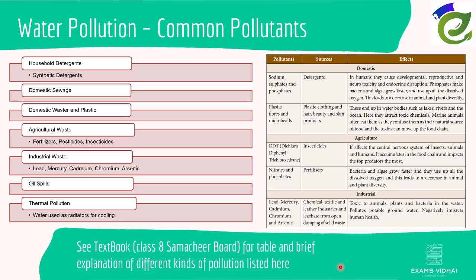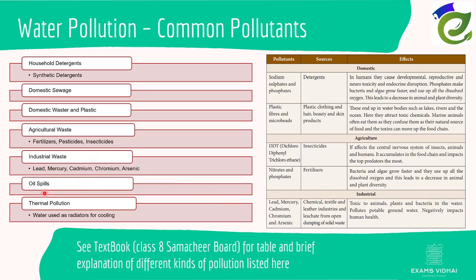So here are the common pollutants of water pollution. You can see this tabular column in the 8th standard textbook of Samacheer under the chapter Water. To give a gist about it, you have household detergents, the synthetic detergents that we are using, general domestic sewage and plastic waste, and agricultural wastes like fertilizers, pesticides and insecticides, which are pure chemicals used to fend off insects and weeds. You have industrial waste like lead, mercury, cadmium, chromium, arsenic. You can see these chemical names under the industrial part of this tabular column, and where they are released from, like chemical and textile industries, and you can see the effects as well here.